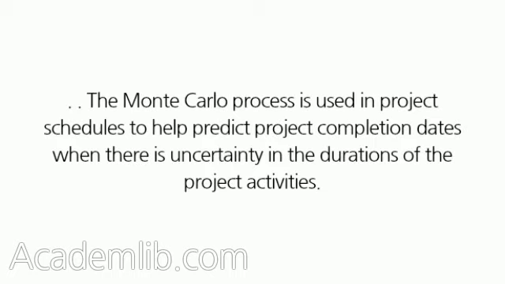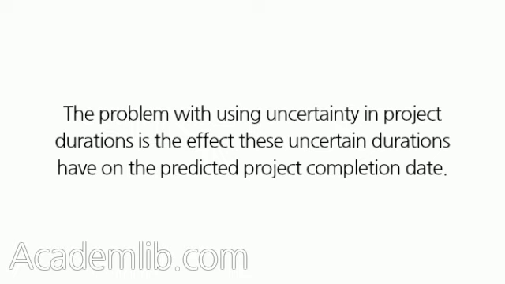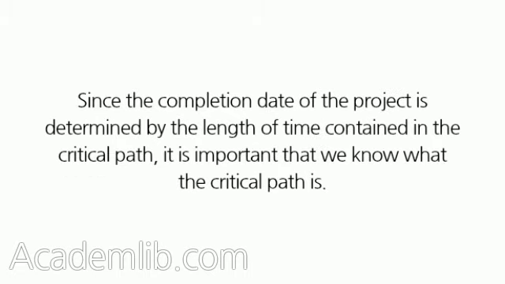Tell me more. The Monte Carlo process is used in project schedules to help predict project completion dates when there is uncertainty in the durations of the project activities. The problem with using uncertainty in project durations is the effect these uncertain durations have on the predicted project completion date. Since the completion date of the project is determined by the length of time contained in the critical path, it is important that we know what the critical path is.